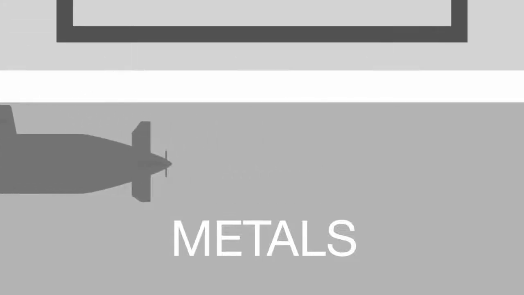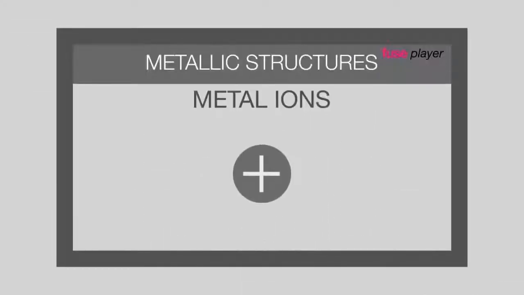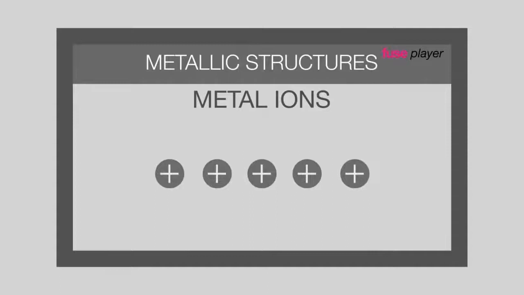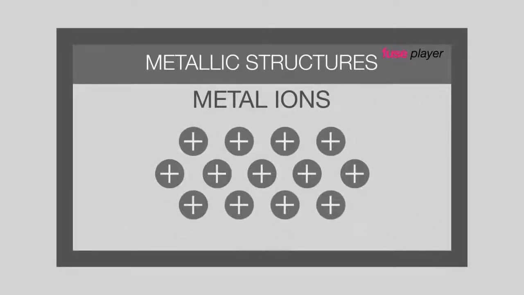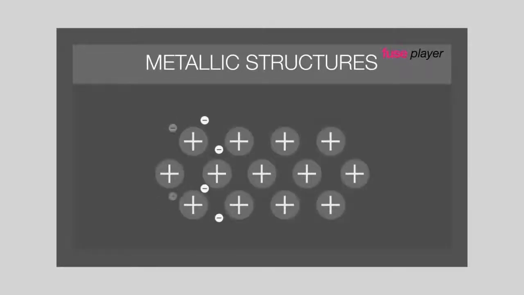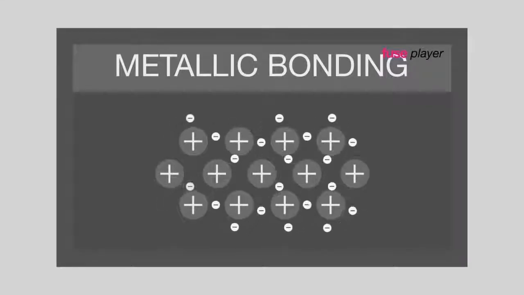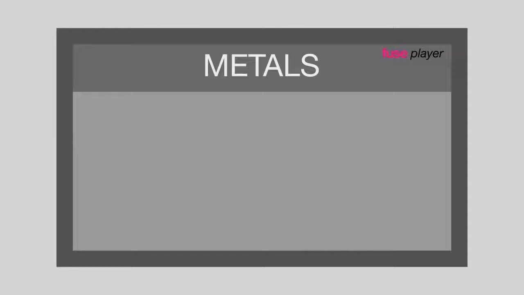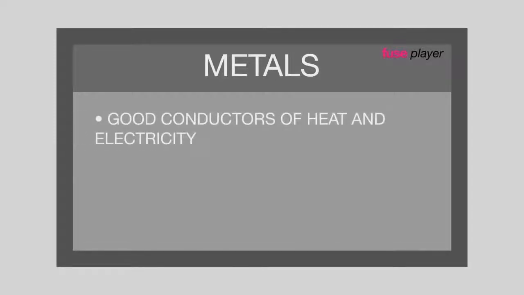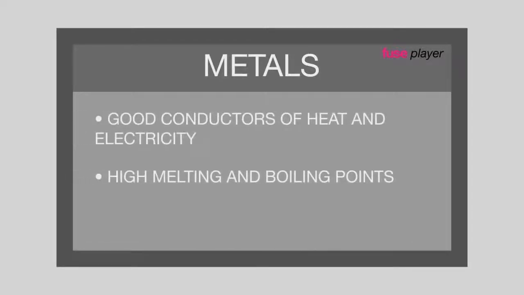metals. To recap, the electrostatic attraction between metal ions arranged in a lattice structure and free-floating electrons is known as metallic bonding. This explains many properties of metals. They are good conductors of heat and electricity, have high melting and boiling points, and are malleable and ductile.